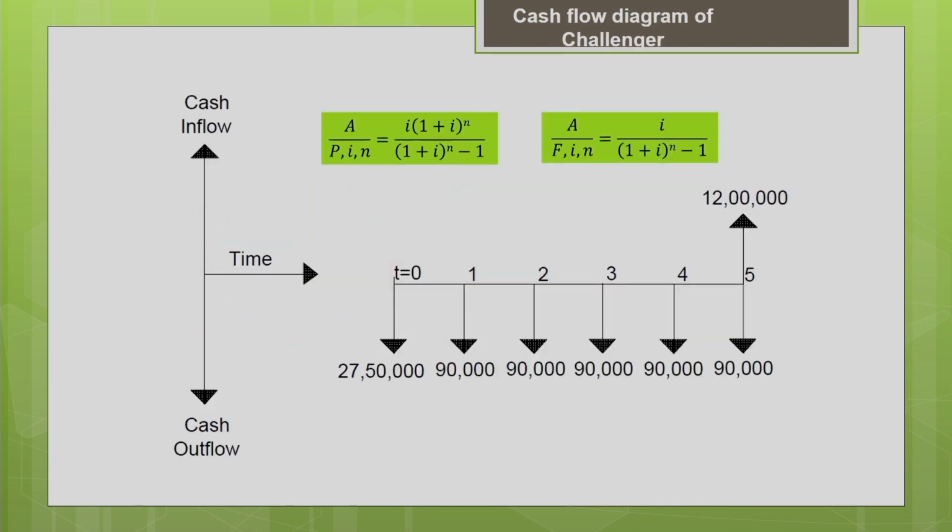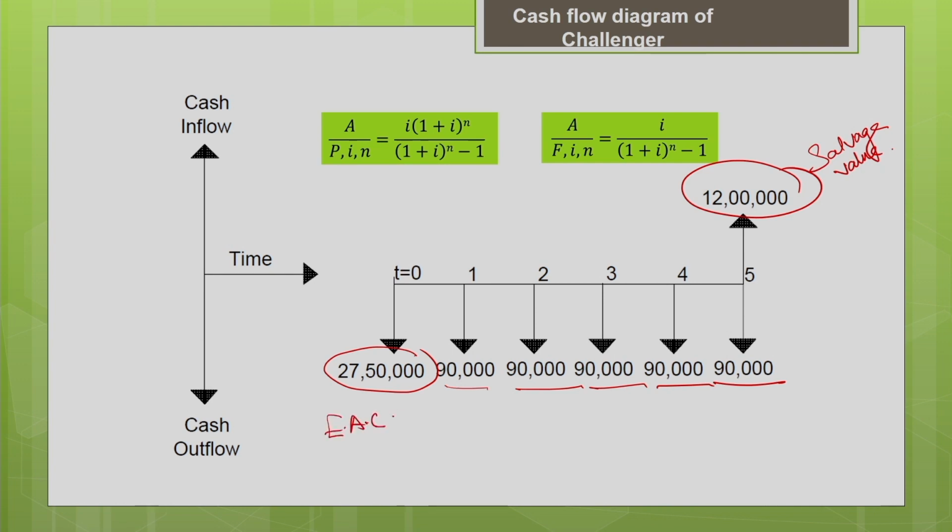Let us draw the cash flow diagram first. The initial cost of the challenger is 27,50,000. The operating cost is the same for every year. For the 5 years, it is found to be 90,000. At the end of the 5th year, if you are going to sell it, your salvage value is 12 lakh. Now, find the equivalent annual cost of the initial cost of your challenger, that is 27,50,000. How to find this?